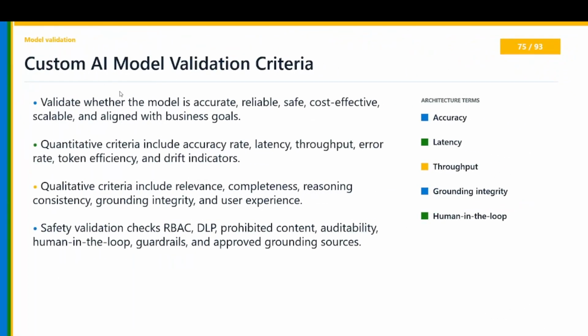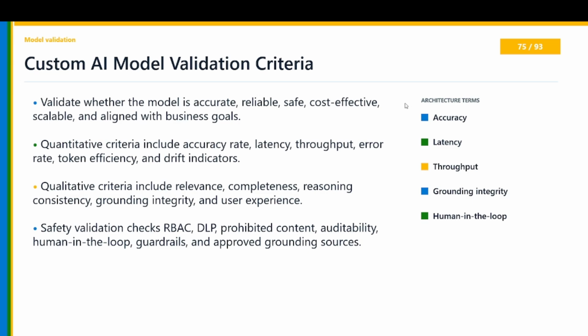Model validation. So, custom AI model validation criteria. Remember, when we are talking about the model, we are talking about the base model, your LLM or SLM, like Claude or ChatGPT or Copilot itself, Office 365 Copilot.